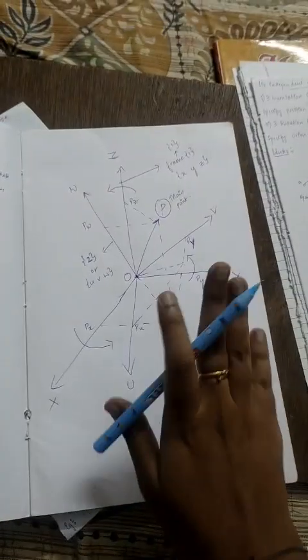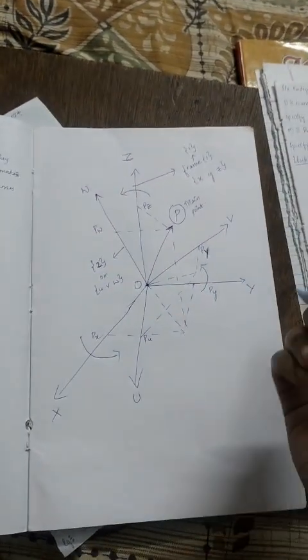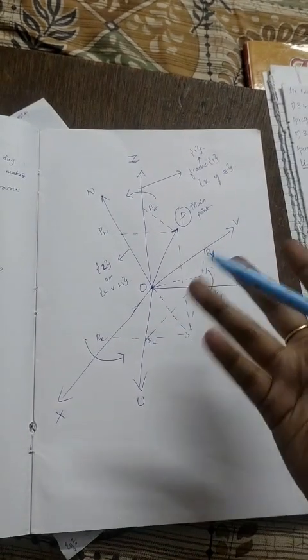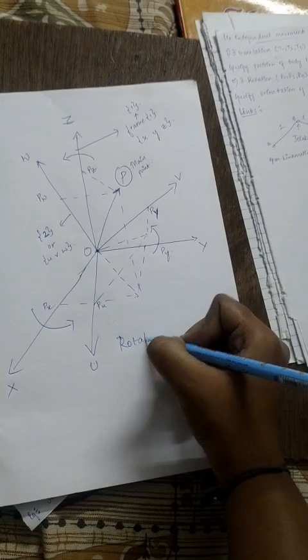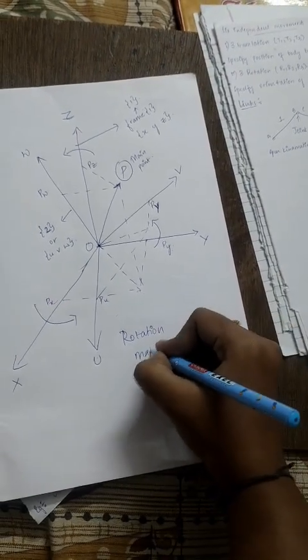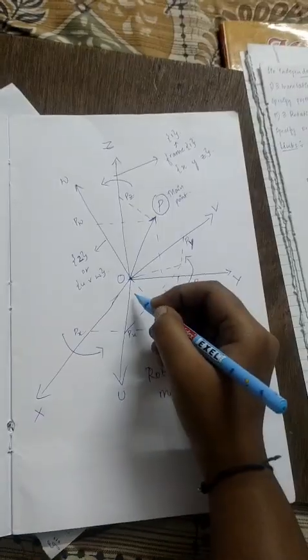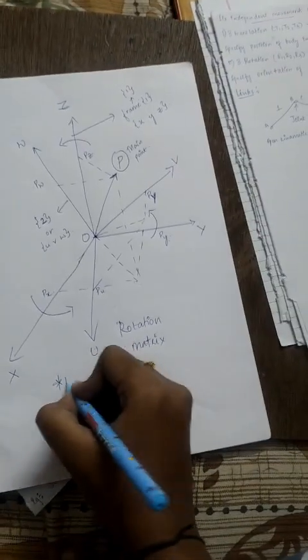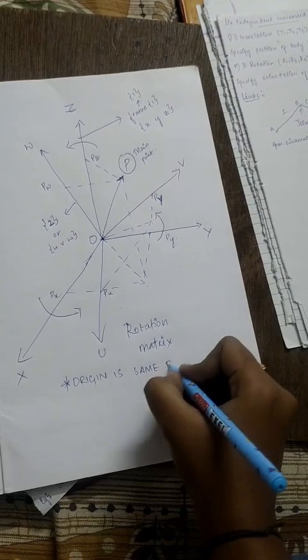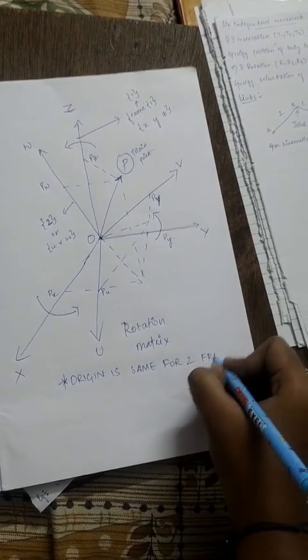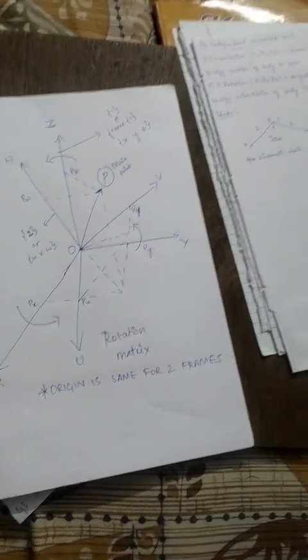This is the orientation. After this we have to now prove what is happening between frame 1 and frame 2, what is inverse, what is translation, what is rotation matrix and all we are going to find. Rotation matrix is very important. That is what you're going to find here. See, origin is same for 2 frames, right? This is the key point, important point. Origin is same for both the frames. You're just changing the position, the orientation is the same.